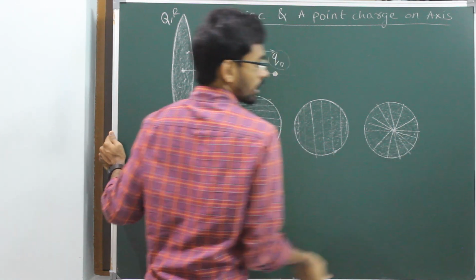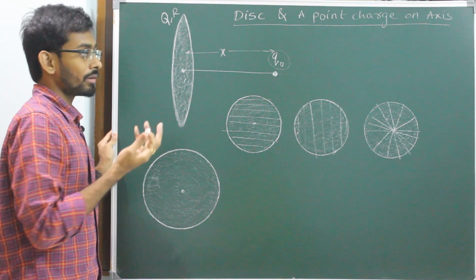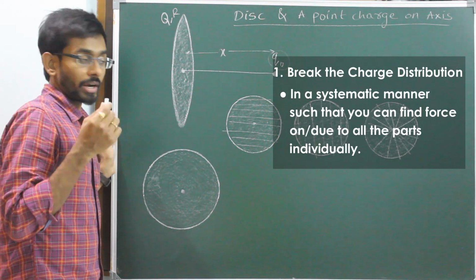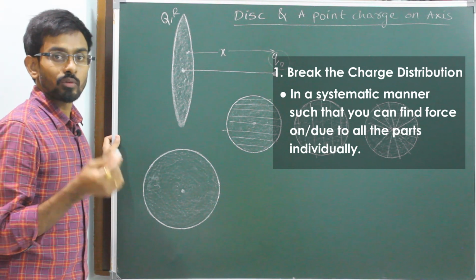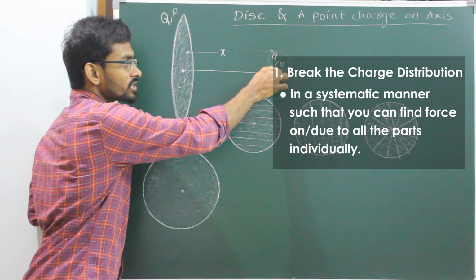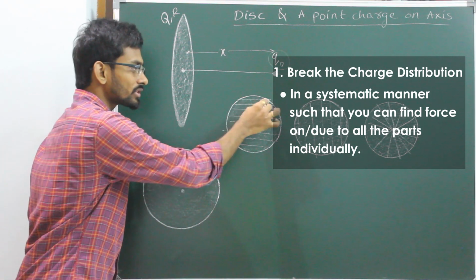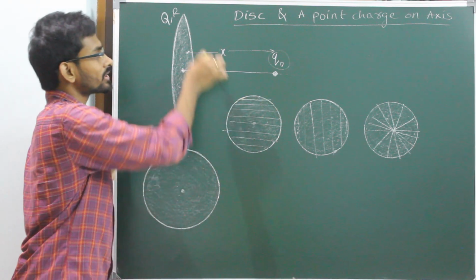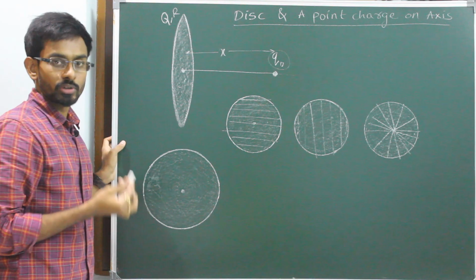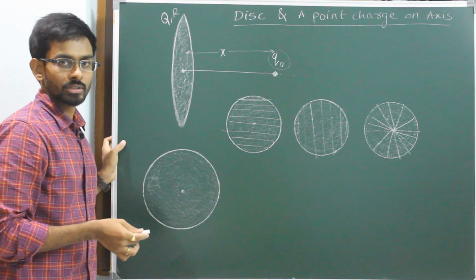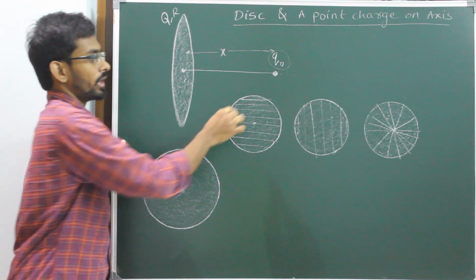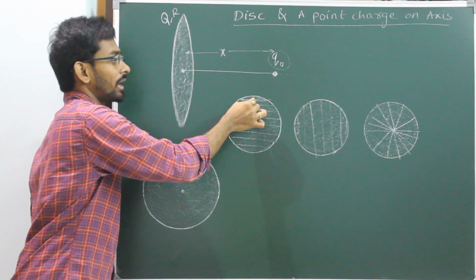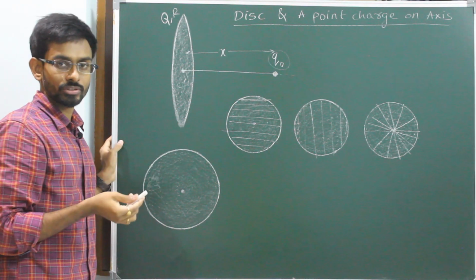When to pick which, in what way you have to break it? There are several ways, but as we discussed, you have to keep in mind that you should be able to find the force of interaction between all these elements and this point charge. That is very important. When you break it into horizontal strips, you don't know the distance. Again, this will be a distributed charge. It is a length, not a point charge, so it becomes a linear distribution. Again you have to calculate the force between this one and this one. It is a lengthy process, so it is not possible.